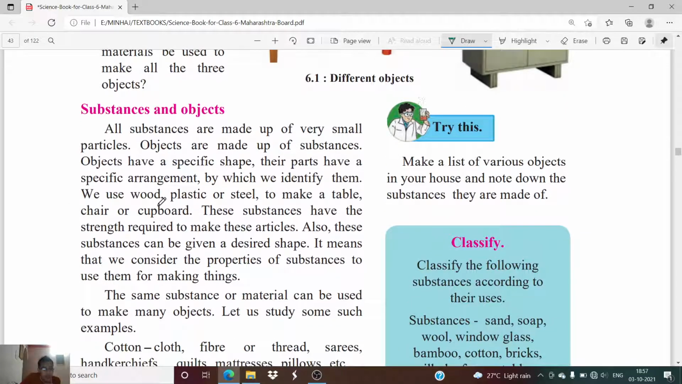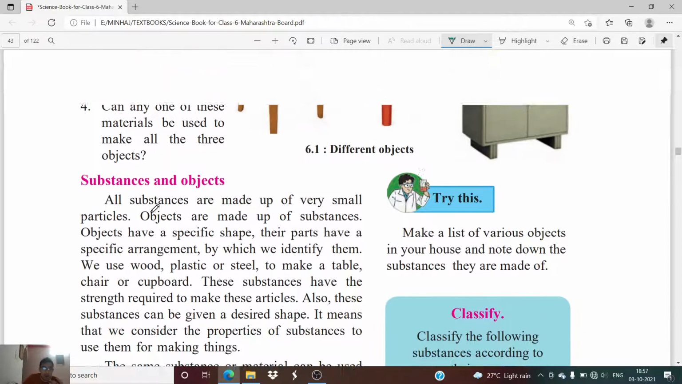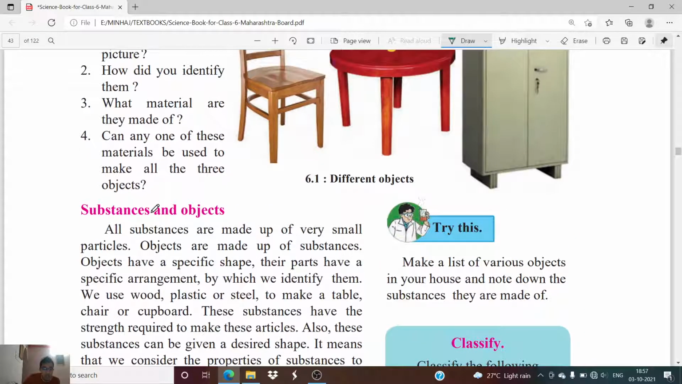Now we use wood, plastic, or steel to make a table, chair, or cupboard. These substances have the strength required to make these articles. Certainly all these substances that we use, for example wood, plastic, or steel, have a certain amount of strength which they can withstand, and that strength is required to make that object or to use that object properly.